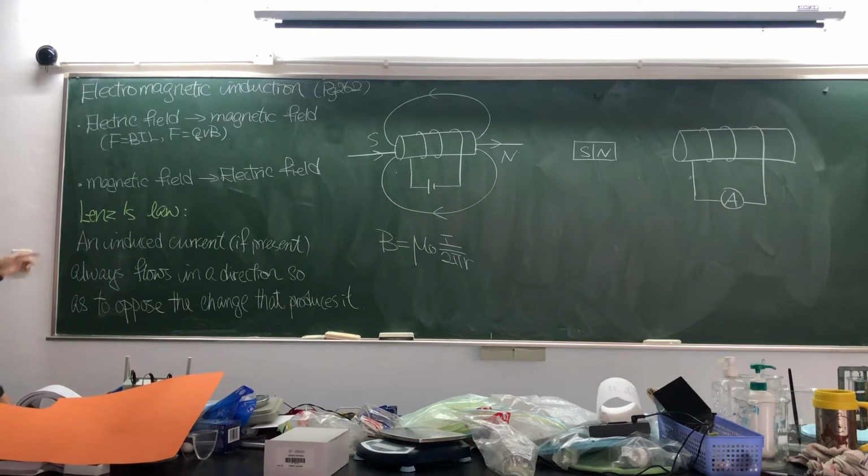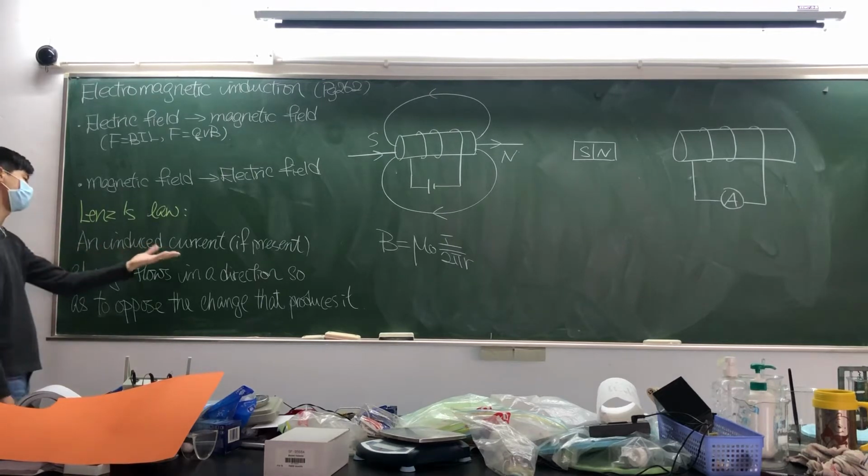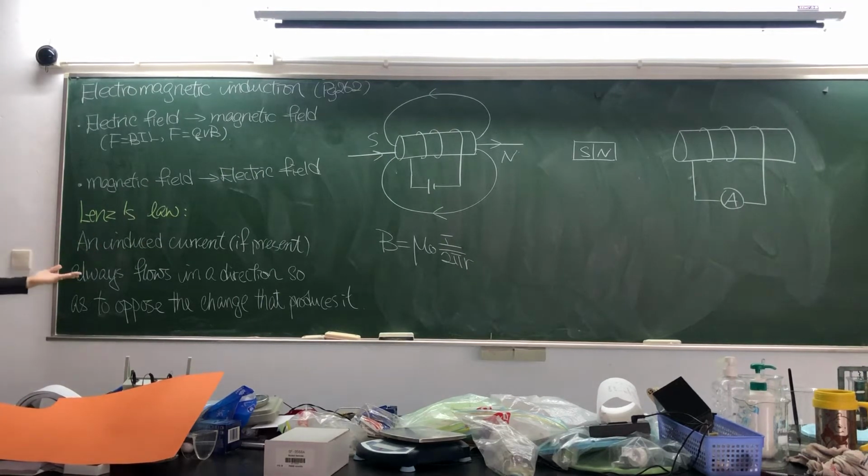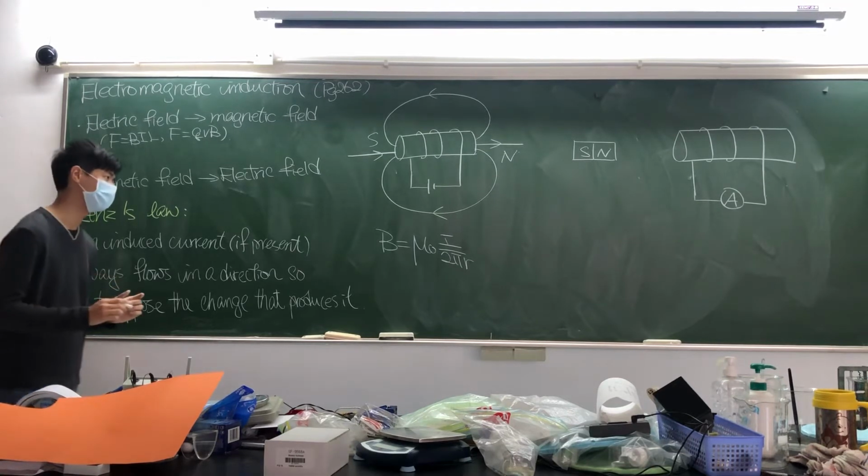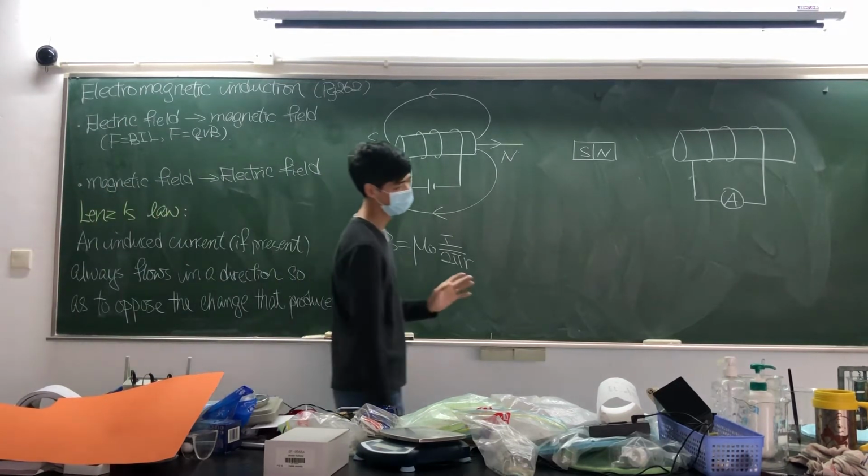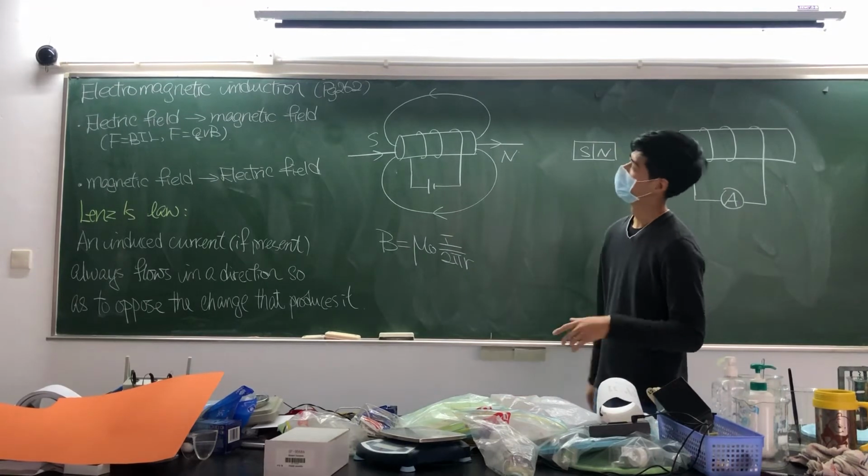Before we learn electromagnetic induction, we need to know what Lenz's law is. Lenz's law says that an induced current always flows in a direction so as to oppose the change that produces it. I think you can't understand this statement, right?